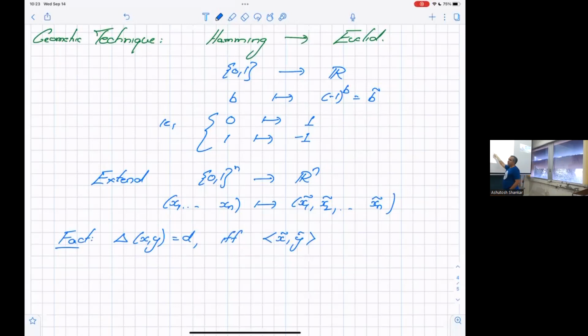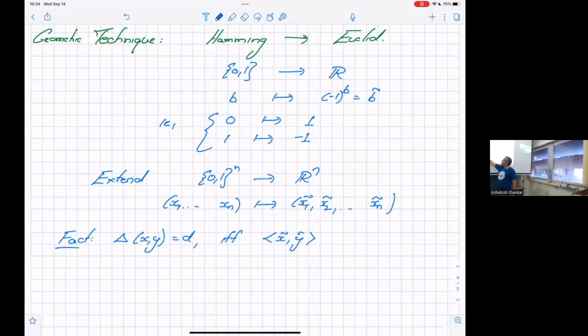So let's look at what is summation xi yi. If the two bits agree, that product is 1. It's -1 into -1 or 1 into 1, so it's 1. If the two bits disagree, its contribution is -1. Therefore, for every agreement you will get 1, and for every disagreement you will get -1.